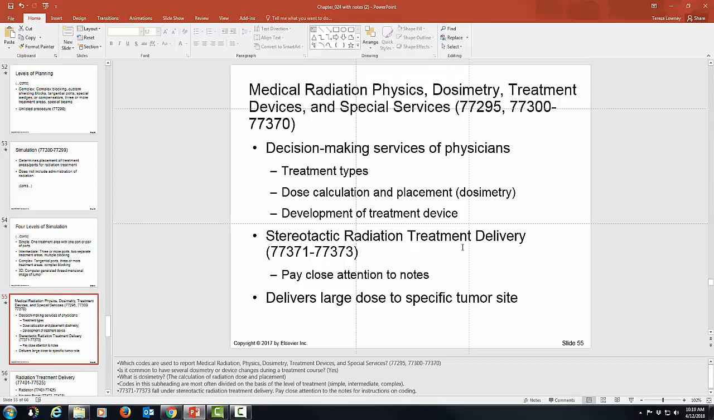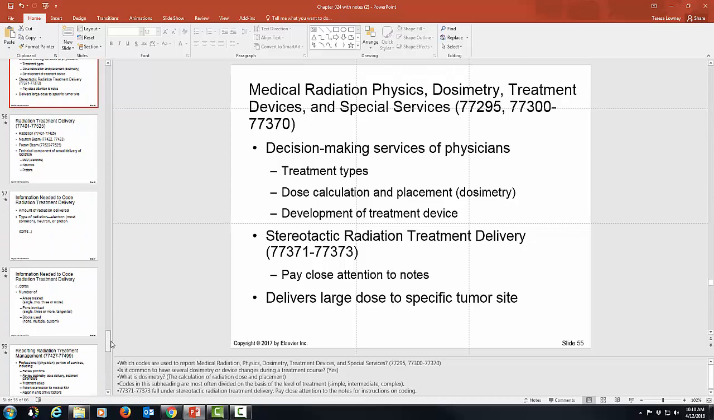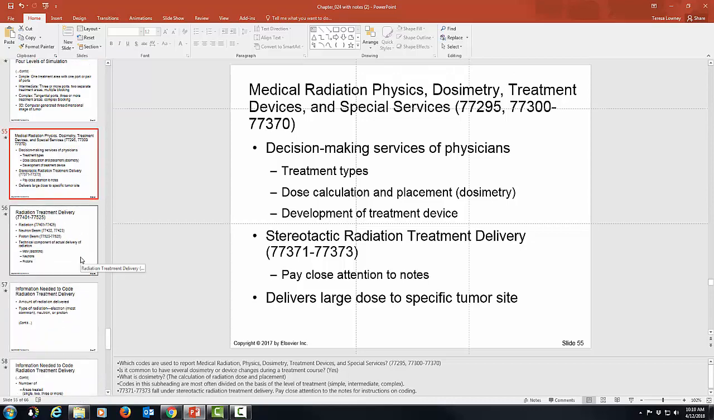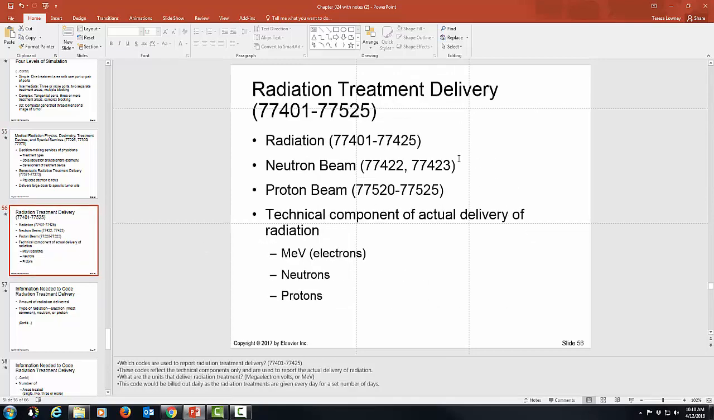Stereotactic radiation treatment delivery. Remember those codes? We talked about those when we talked about stereotactic, when we talked about other body anatomic areas. This is something that you're familiar with. But just make sure that the codes have the instructions for coding for you.